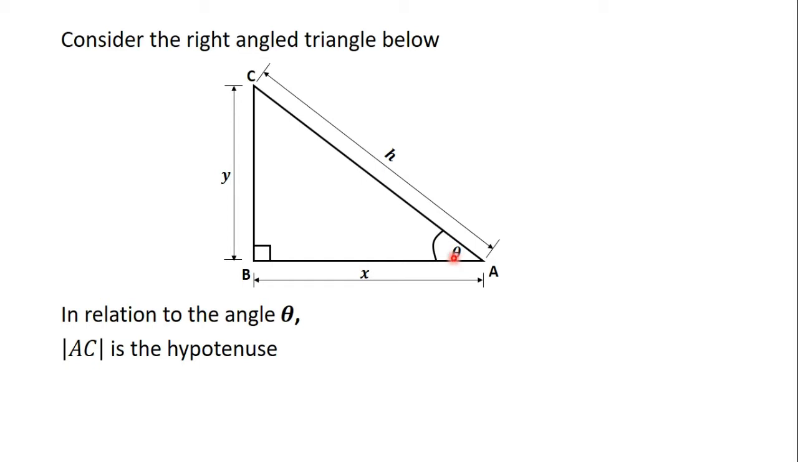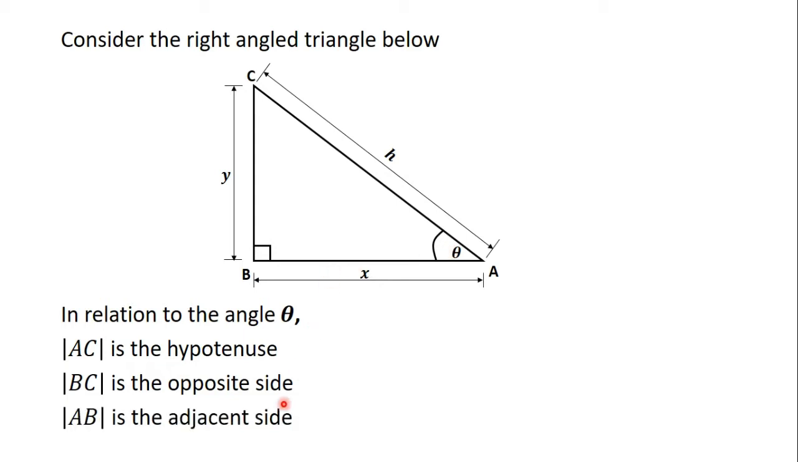Considering this angle here, angle theta, the length BC, that is from B to C, which is represented by Y, is the opposite, because BC is opposite to this angle here, which is theta. So BC is the opposite side because BC is opposite to theta. I hope you are clear. BC is the side opposite to the angle we are considering. The angle we are considering in this right angle triangle is theta, this acute angle. Then the other remaining side is the adjacent. So here AB is the adjacent side. So considering this angle theta, AC is the hypotenuse, BC is the opposite side, and AB is the adjacent side.